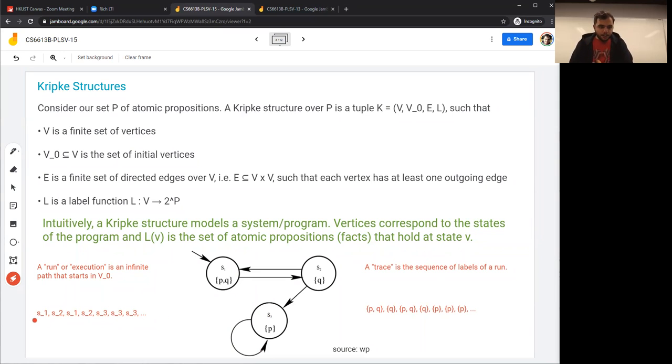Now, this is what we call a path, what we call a run or an execution. But then we also have the notion of trace. A trace is basically the sequence of labels that you see during a run. For example, the trace corresponding to this run would be this, because at S1, we have P and Q. So the run starts with S1, the trace starts with PQ. Then the run goes to S2, the trace will have only Q. The run goes back to S1, we have P and Q. Goes to S2, we have Q. Then the run goes to S3 and remains there forever, so we have P forever.